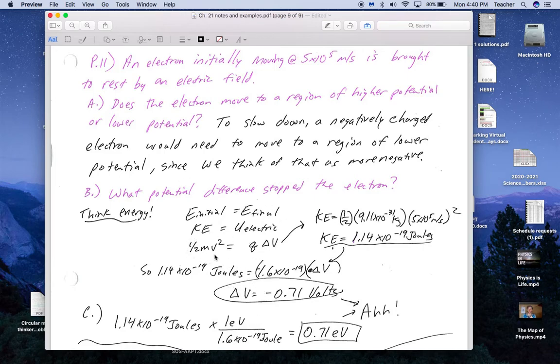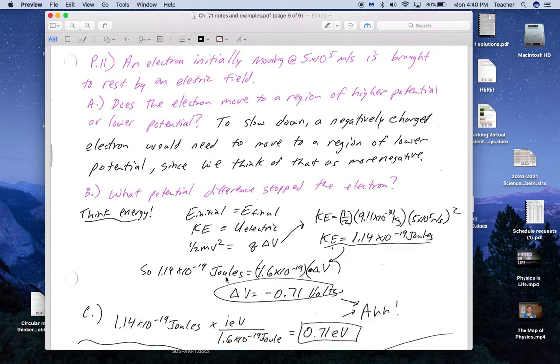Initially the electron has kinetic energy, and at the end it's going to have the same amount of electric potential energy. So the kinetic energy, 1/2 mv squared, is the mass of the electron and the speed that was given. At the end, we know that the charge on an electron is negative 1.6 times 10 to the negative 19 coulombs, and the delta V, or change in voltage, is what we're trying to figure out.